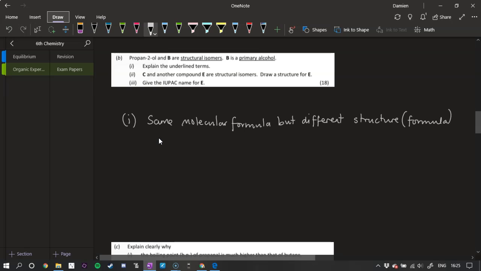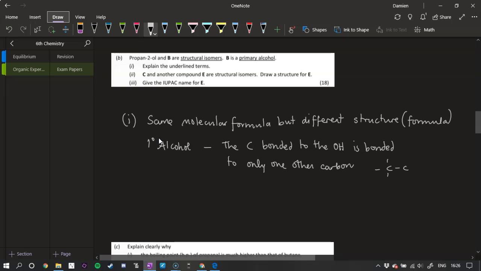And then the other one is a primary alcohol. So a primary alcohol, as we've seen already in the notes, if you watch the previous video, is where the carbon bonded to the OH is bonded to only one other carbon. Now, off on the side, an example of that would be ethanol. So the carbon that's bonded to the hydroxide, the OH, is bonded to only one other carbon, and that makes it a primary alcohol.